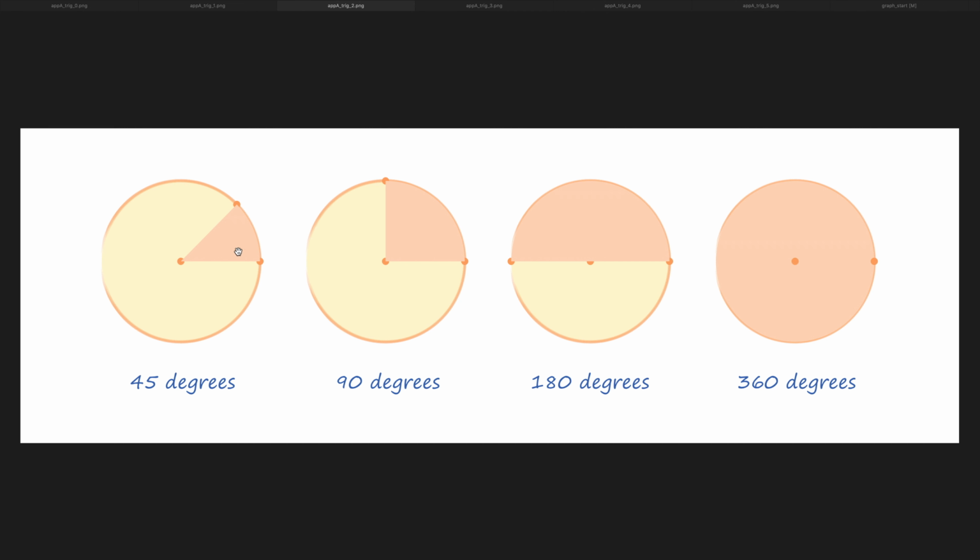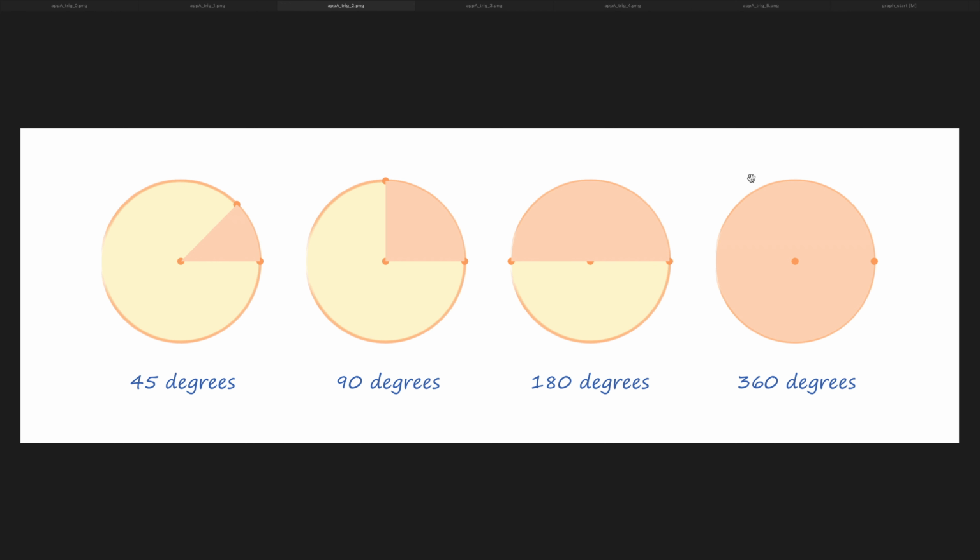Here's a picture here on the left showing 45 degrees. Here's 90 degrees, which is a quarter of a turn. This is 180 degrees, which is half a turn. So if you started facing this way and did a 180 degree turn, you'd be facing backwards. And 360 degrees is all the way around.